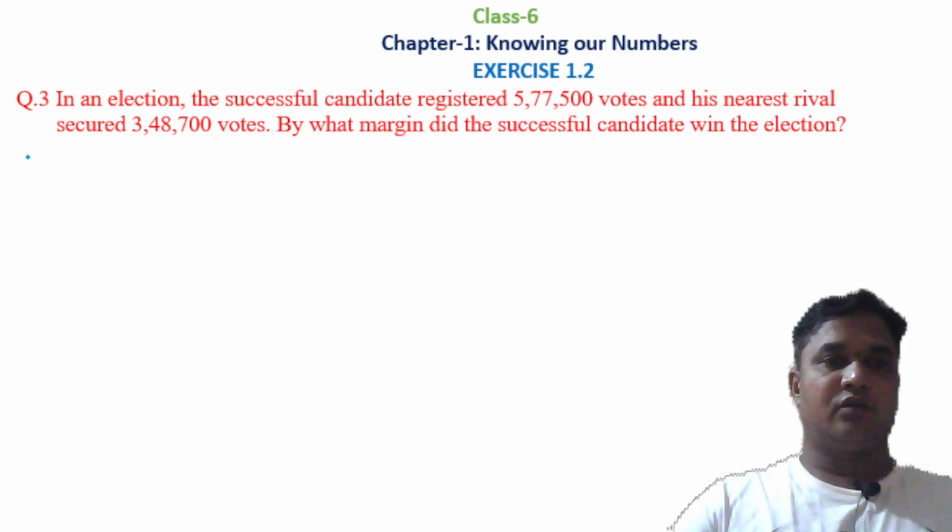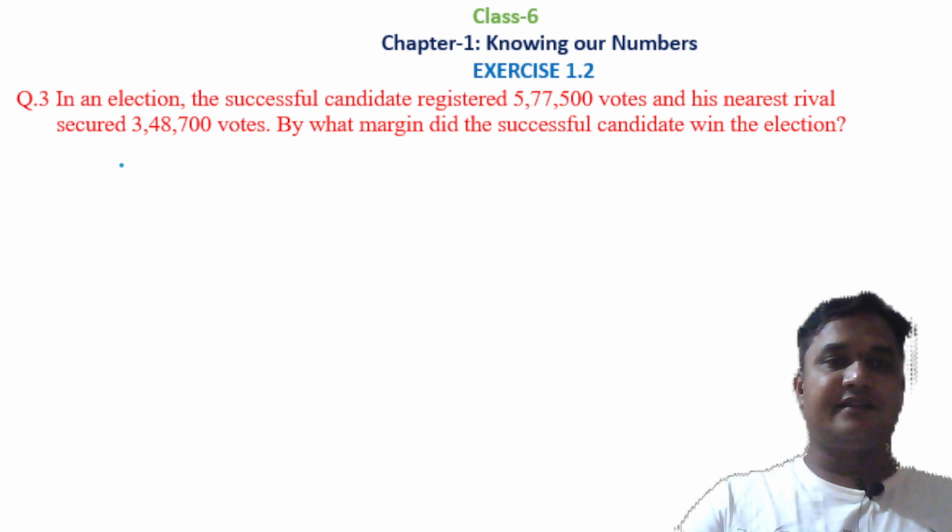1.2. Third question. In an election the successful candidate registered 5,77,500 votes and his nearest rival secured 3,48,700 votes. By what margin did the successful candidate win the election? To find what margin the successful candidate won the election, simply what we have to do is subtract 3,48,700 from 5,77,500. So we'll get the margin by which the successful candidate won the election.